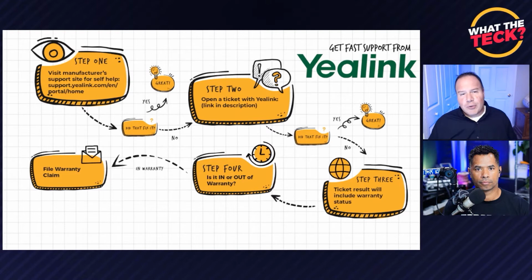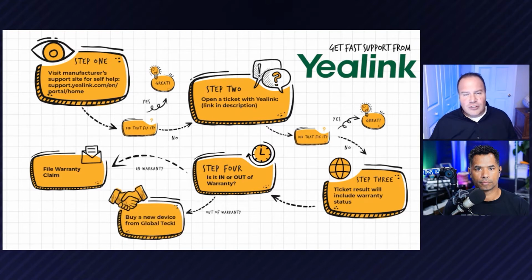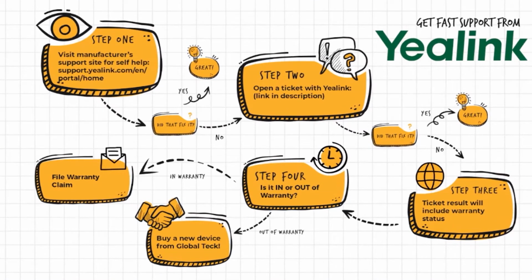Now, if the product is out of warranty, you know what? We'd love for an opportunity to do business with you and find a solution that works for you. Contact us directly. Contact us electronically. You can chat with us online. You can pick up the phone, whatever works. We have a team of people that are eager to interact with you and find the solution that's going to meet today's needs.